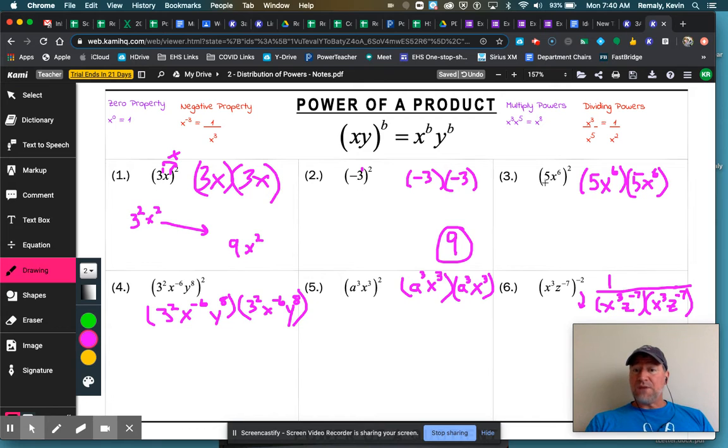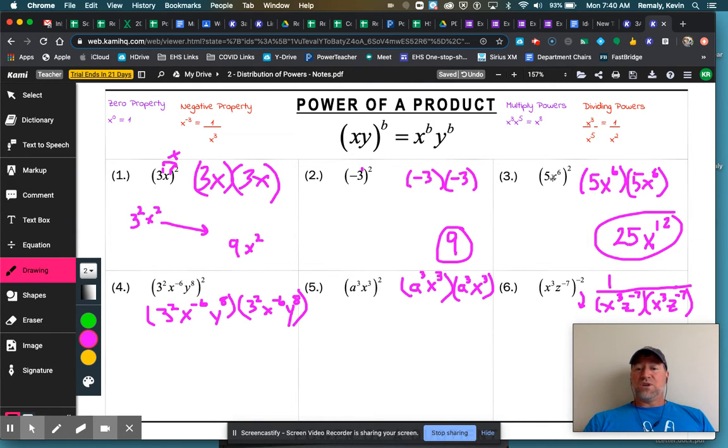All right, so we have here 5x to the 6th raised to the 2nd. So we have 5x to the 6th times 5x to the 6th. What we have here is 5 times 5 gives us 25. And then we have x to the 6th times x to the 6th. So remember our multiply powers rule. The rule is we can keep the base, and we can add these exponents. 6 plus 6 gives us 12. All right, so that's what our answer turns out to be.